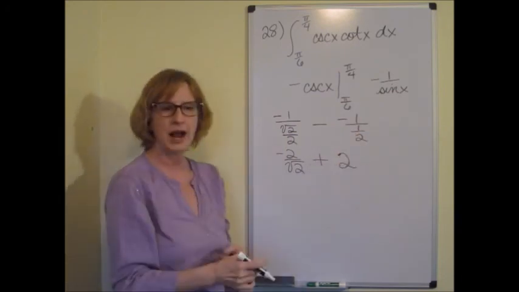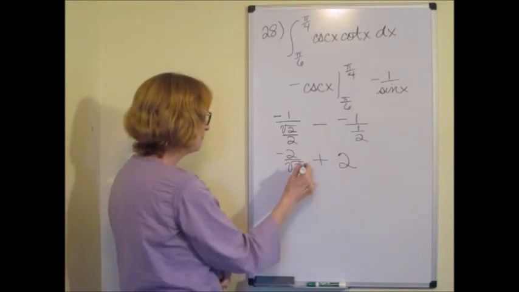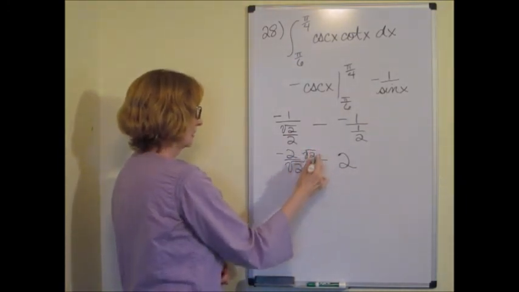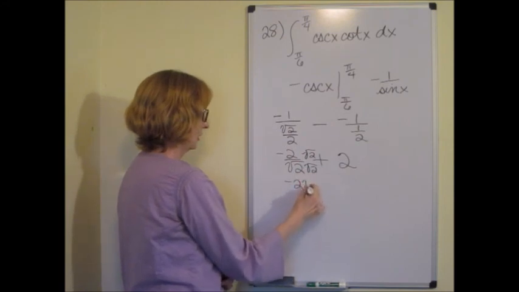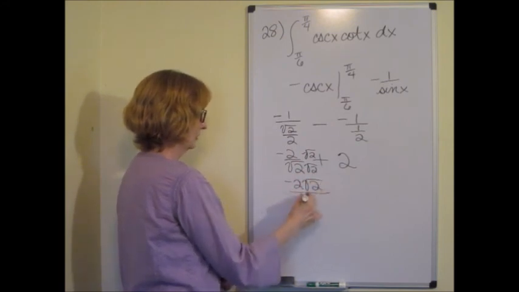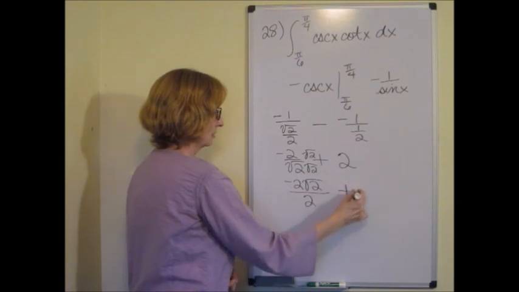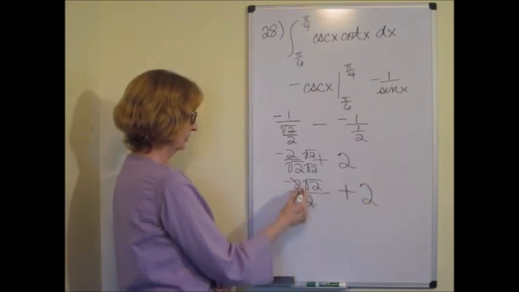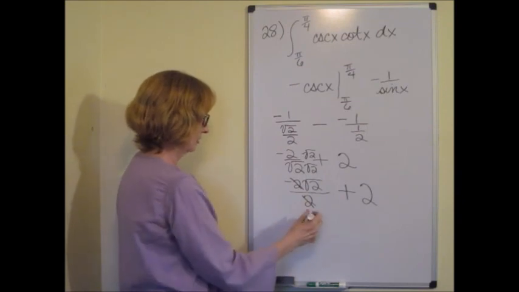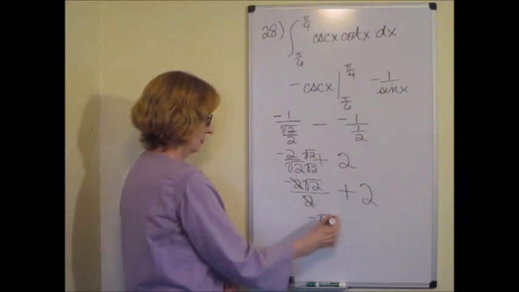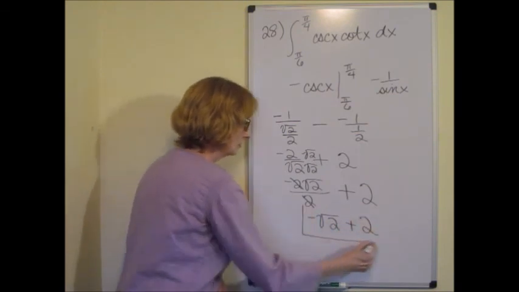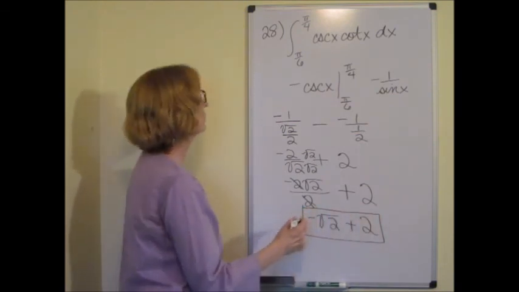I'm going to go ahead and rationalize that denominator, which will give me negative 2 square root of 2 all over 2 plus my 2. And this does reduce. And so my final answer will be negative square root of 2 plus 2 for this integral.